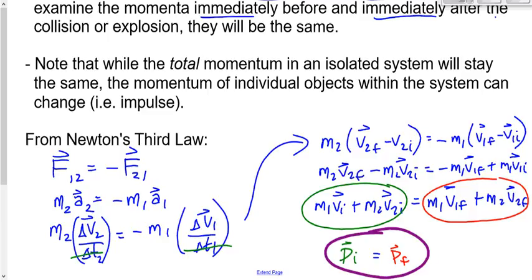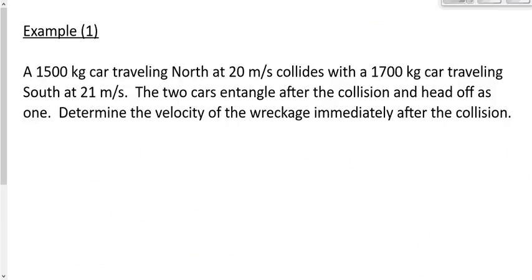questions from our worksheet. Example question number 1, which comes from the handout that you received at the beginning of class today. It says, a 1,500 kilogram car traveling north at 20 meters per second collides with a 1,700 kilogram car traveling south at 21 meters per second. We got a north and a south here. I want to circle those, draw attention to those, just so we don't forget to make one of them negative. Now, these two cars collide with each other, and then they entangle, or they head off as one object after the collision. Maybe the bumpers entangled with each other to keep them together, or whatever it is, they're heading off as one object.